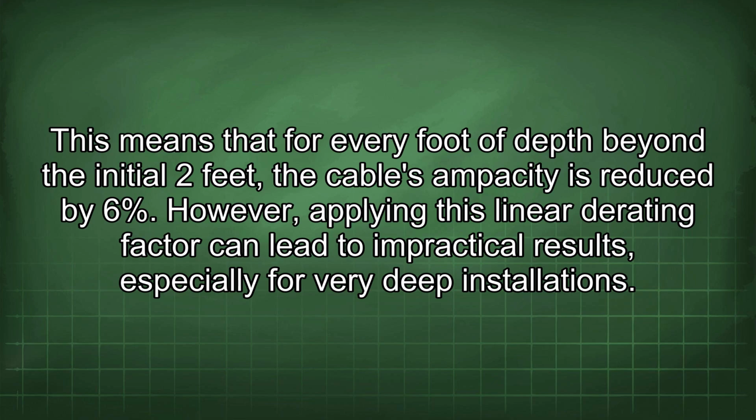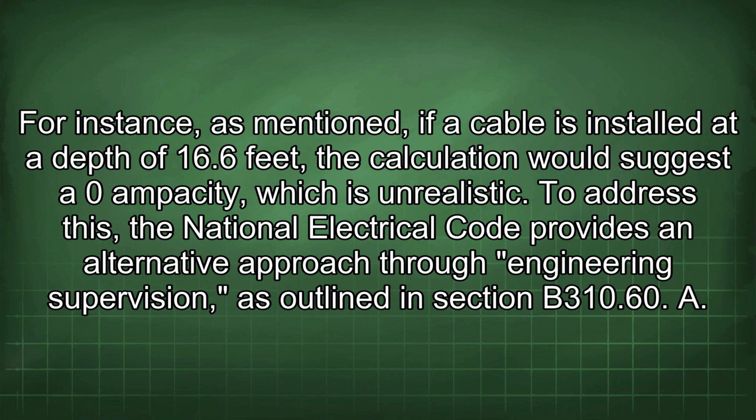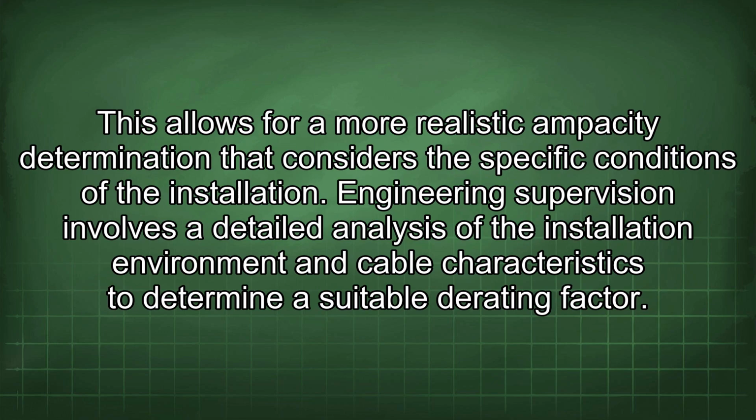However, applying this linear derating factor can lead to impractical results, especially for very deep installations. For instance, as mentioned, if a cable is installed at a depth of 16.6 feet, the calculation would suggest a zero ampacity, which is unrealistic. To address this, the National Electrical Code provides an alternative approach through engineering supervision, as outlined in Section B310.60.C.2.b. This allows for a more realistic ampacity determination that considers the specific conditions of the installation.